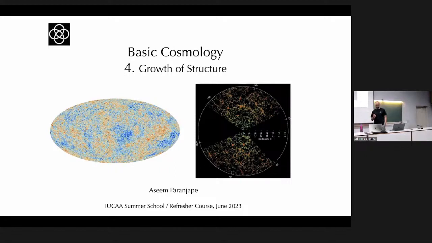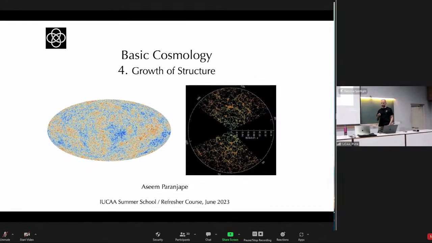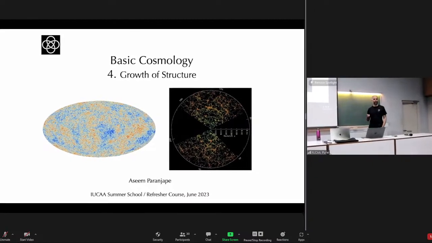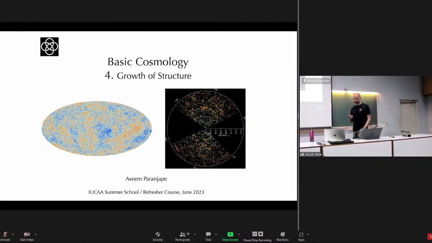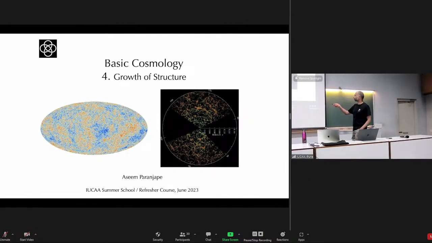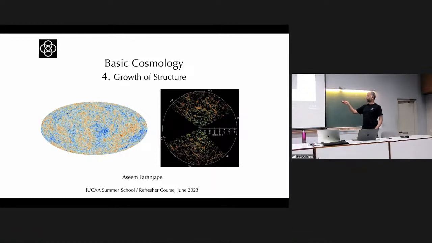Then we also briefly discussed perturbations set up in the initial conditions due to inflation. And for these perturbations, we want to know what happens to them as time evolves. Okay, so starting from some very early form, broadly speaking, we want to know how the universe goes from this, which is a snapshot of the universe at 380,000 years, to looking like this, which is a snapshot basically today.